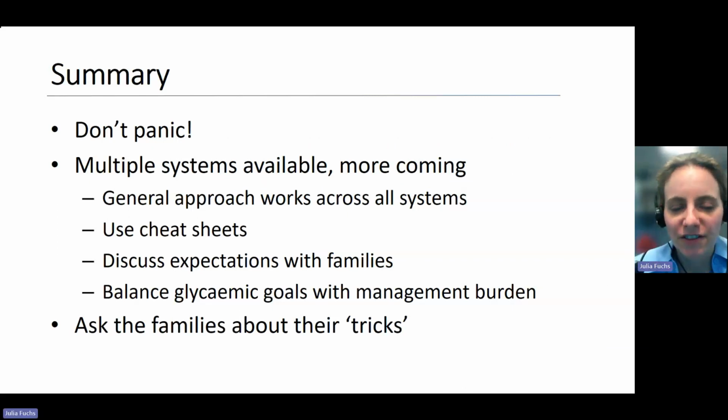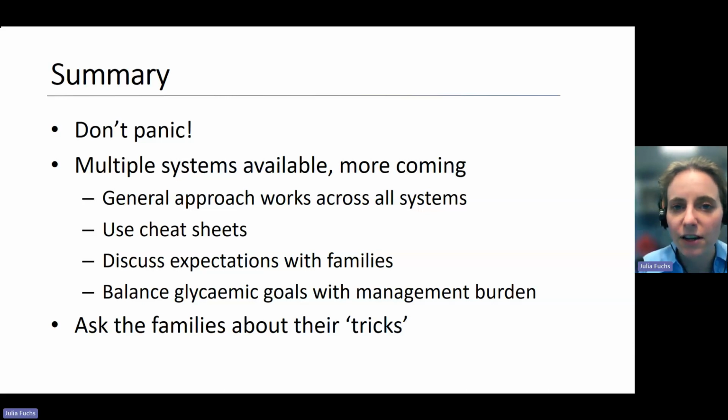What is the summary of this talk on downloads? I think don't panic. I know there are lots of different systems out now, but actually they have more similarities than differences, and you absolutely can get to grips with looking at downloads for all the systems. There are 4 systems now available, and I'm sure more will come. So this is not going to go away or change. But I hope I've convinced you that a general approach works across all the systems.